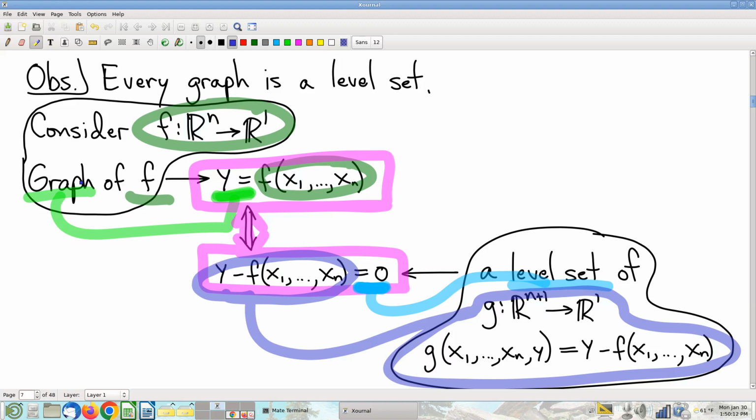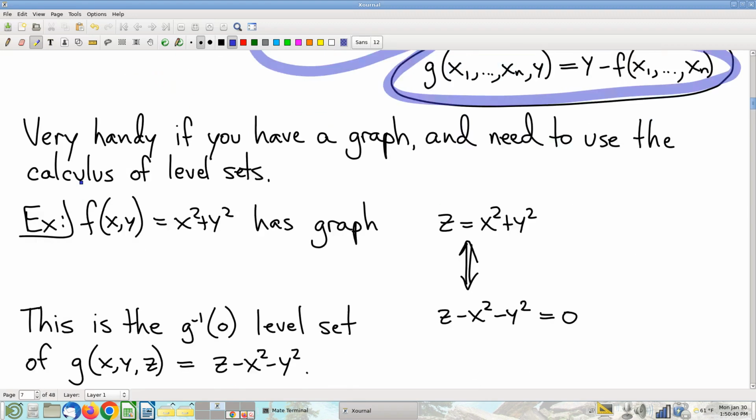And so taking something given as a graph and reconceiving of it as a level set like I did here. And notice how the algebra is trivial. The algebra is not the point. It's the proper interpretations of the language and the proper interpretations of the algebra, right? This little bit of algebra tells you what function to play with if you want to use the calculus of level sets. It's not the original function. It's this new function. Let's see an example of this in action.